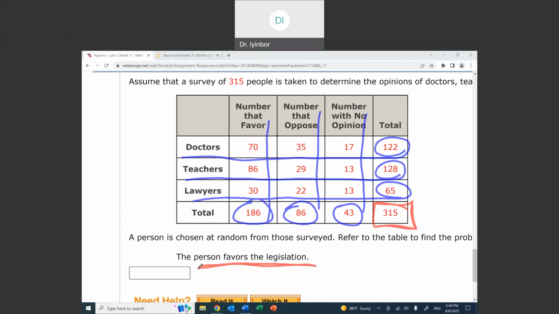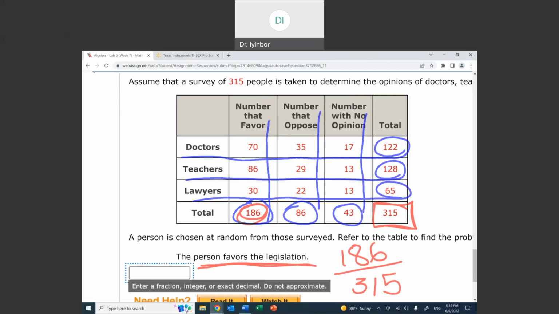186 in favor, divided by the total number, which is 315. So 186 over 315. And again, you can reduce this, or you can just leave it like that. You can simplify this, but you can just leave it like that. It's going to be okay. 315. And let's check the answer.